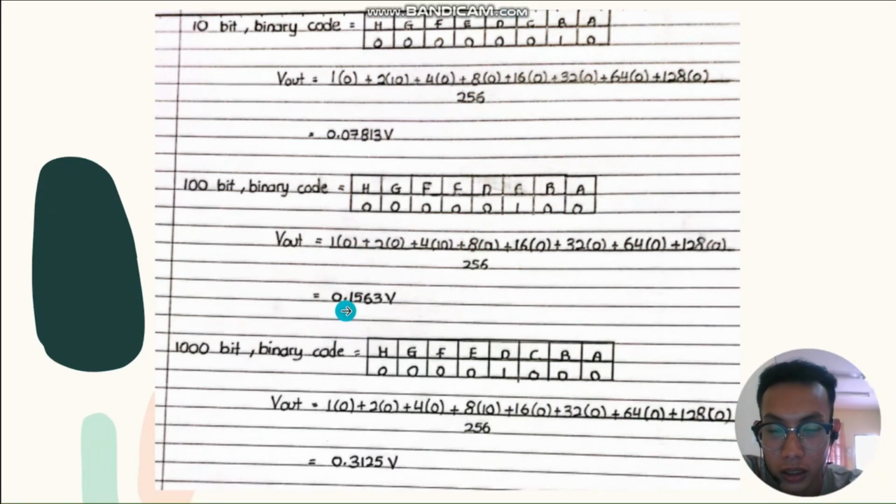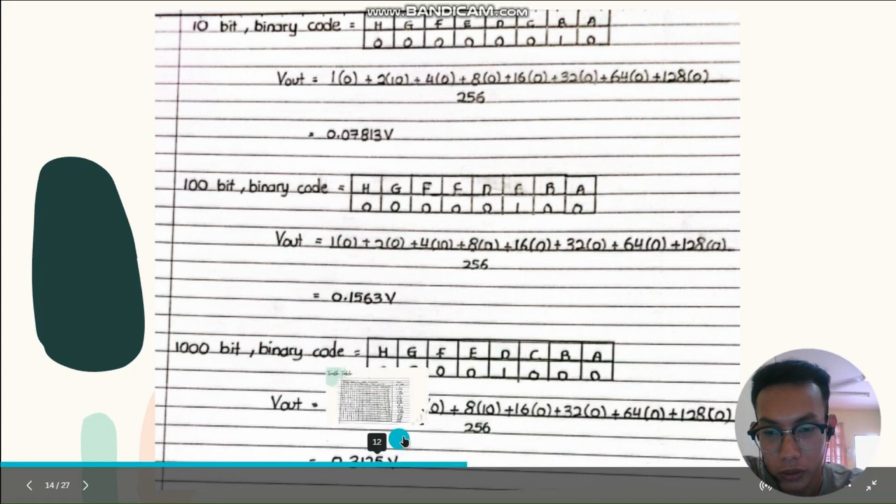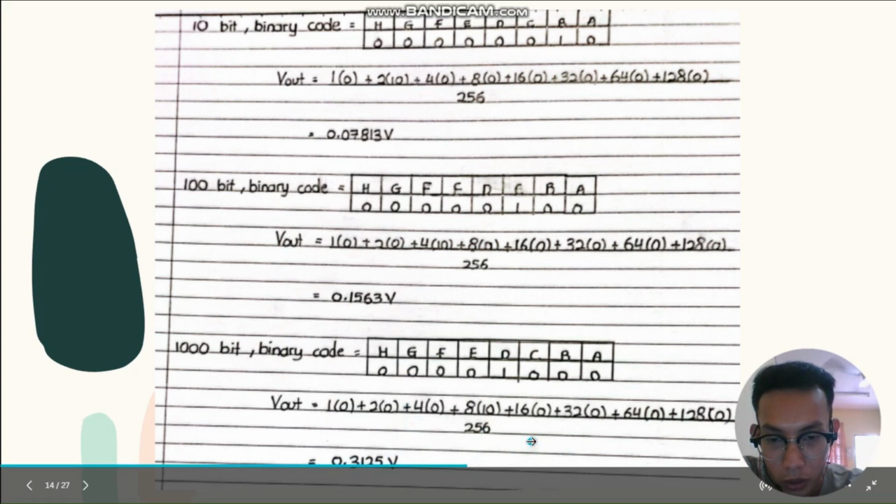The total for the 100-bit is 0.1563 volt. For the 1000-bit, the binary code is hash GFEDCBA 00001000. So VOUT is equal to 1 times 0 plus 2 times 0 plus 4 times 0 plus 8 times 10 plus 16 times 0 plus 32 times 0 plus 64 times 0 plus 128 times 0, divided by 256. So we get 0.3125 volt.